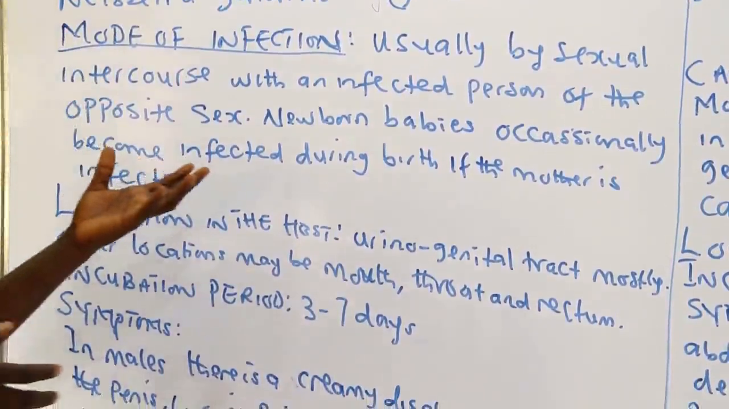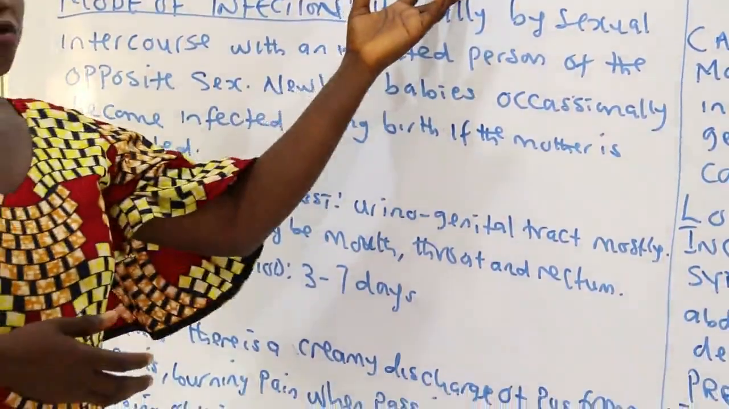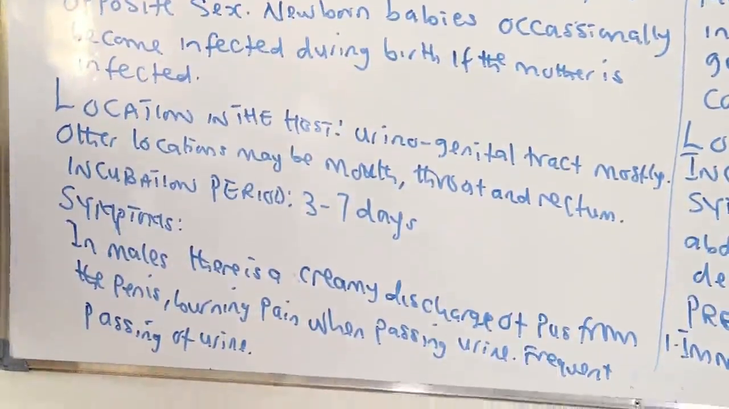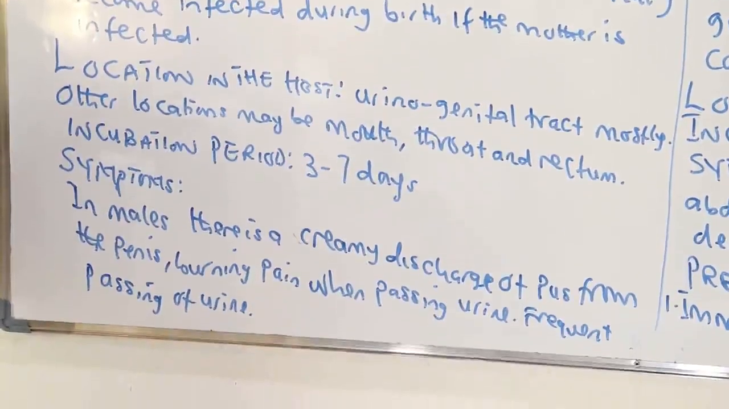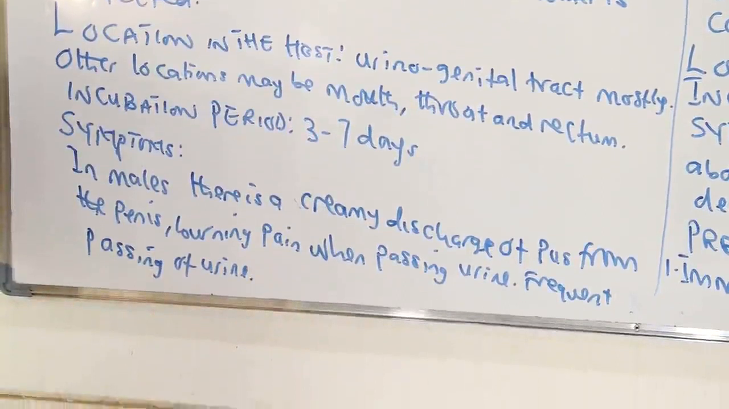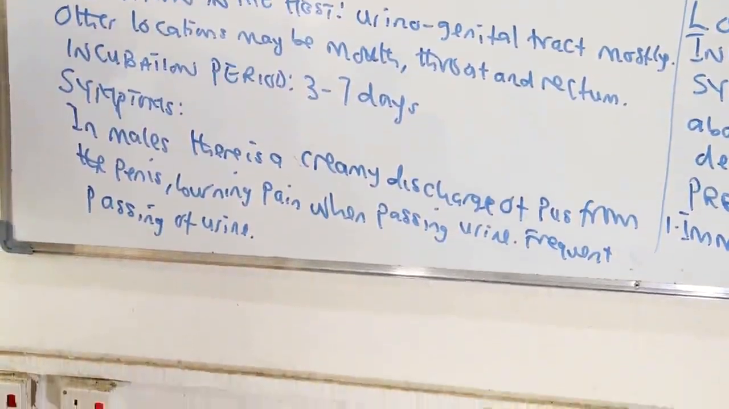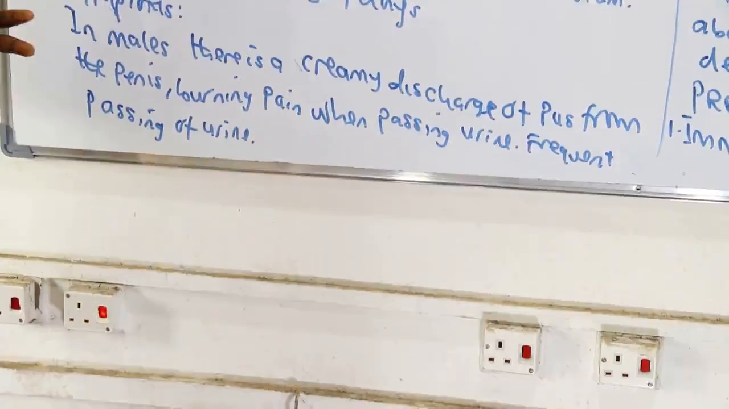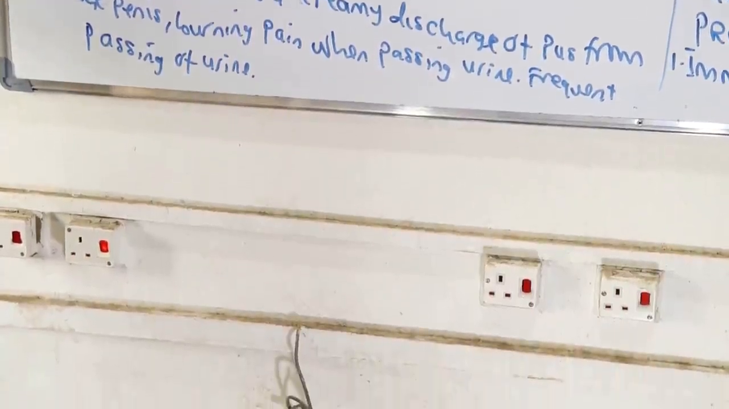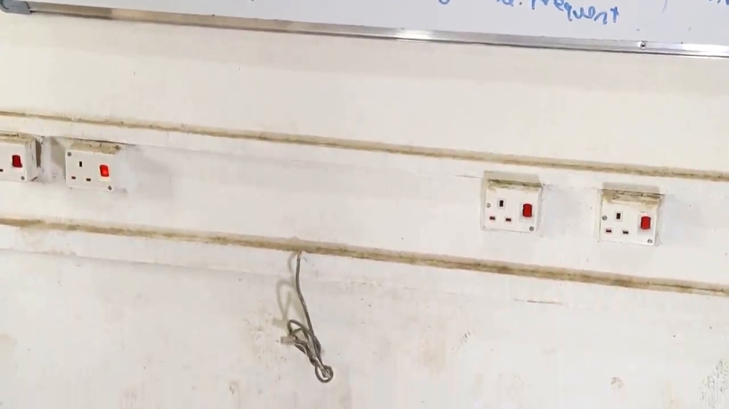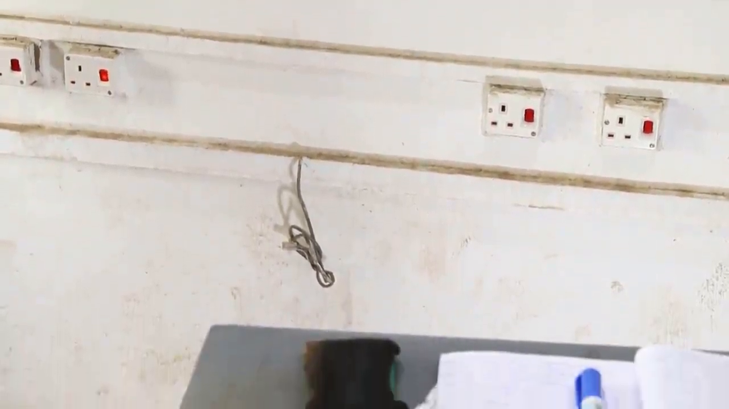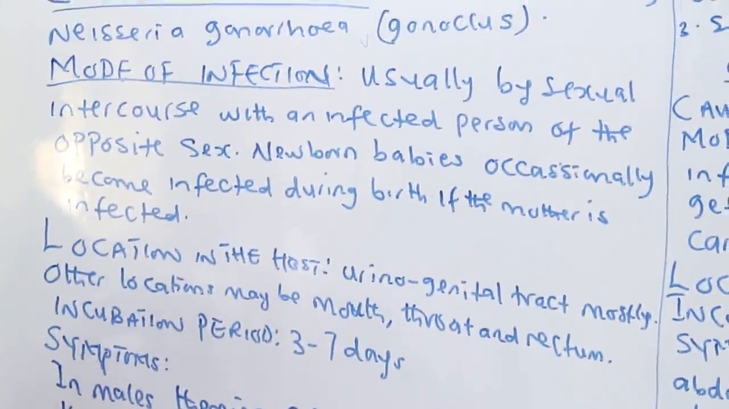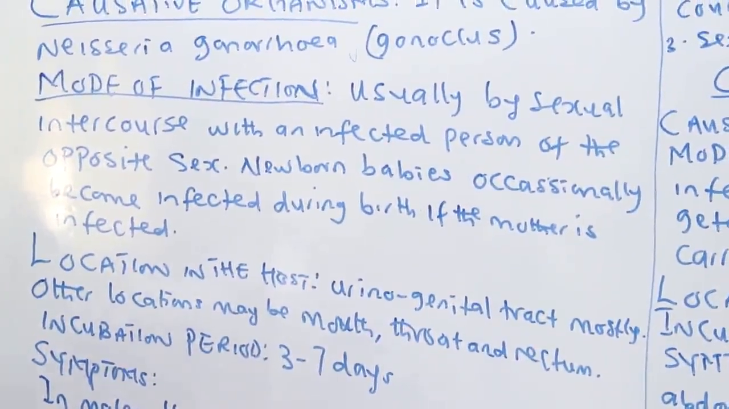And then most times you hear people saying gonococcus. That's another name for the bacteria in short form. Then mode of infection. How is this disease transferred from an infected person to a healthy person? Usually it's through sexual intercourse, because we say it's a sexually transmitted disease. So it's transferred through having sexual intercourse with an infected person. And also we have some rare cases which we have from newborn babies, from the mothers that are already infected.